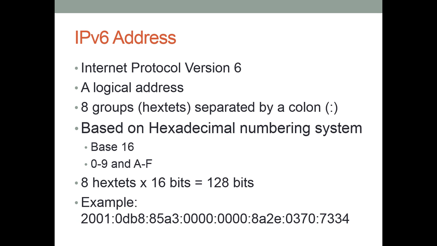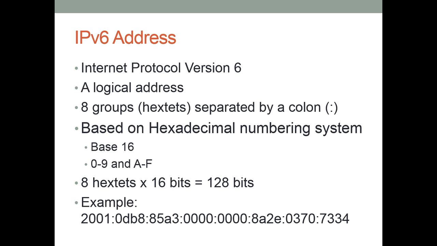Internet Protocol version 6 is also a logical address, but the address looks quite a bit different. So we have 8 groups called hextets again that are separated by a colon. This is also based on the hexadecimal numbering system, so we still have our base 16, 0, 1, 2, 3, 4, 5, 6, 7, 8, 9, A, B, C, D, E, and F as options. With these addresses, we have 8 hextets, each one with 16 bits represented, which makes IPv6 a 128-bit address.